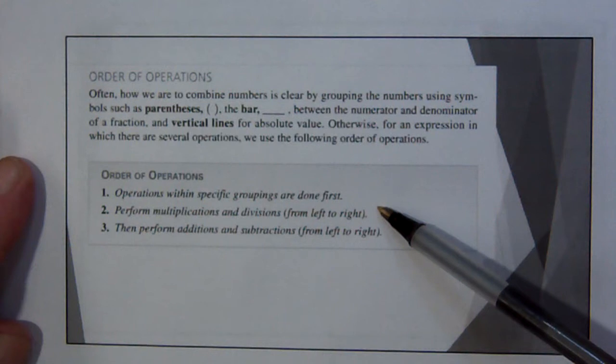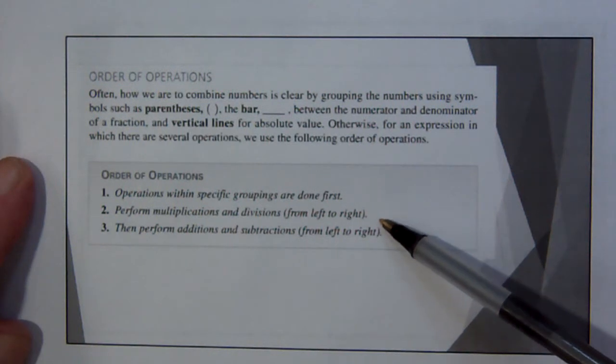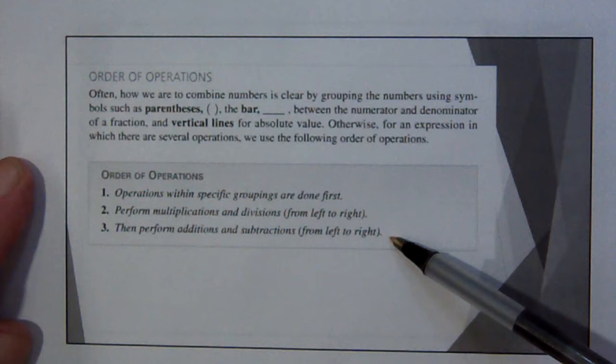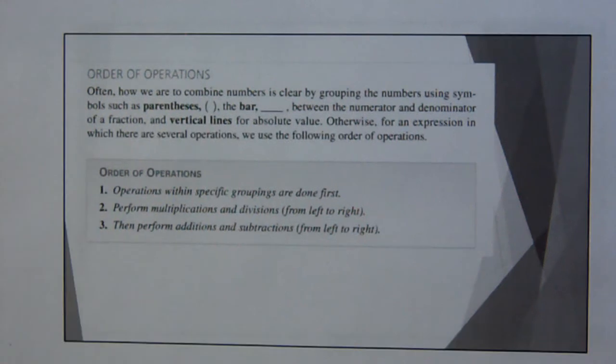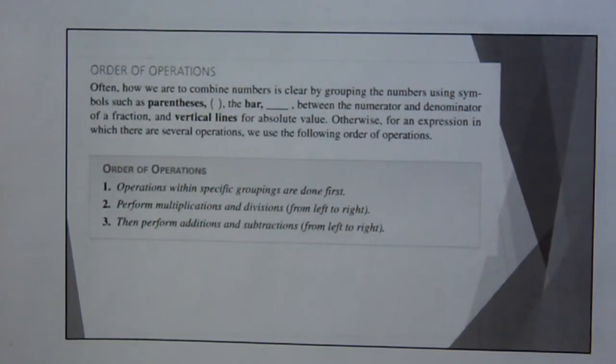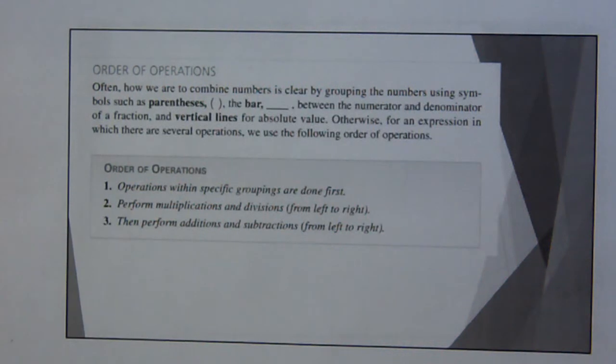Operations within specific groupings are done first, the innermost to the outermost. We perform multiplication and division from left to right as we run across them, and we perform additions and subtractions from left to right as we run across them. Later, we will include exponents into this list, but only as repeated multiplication, so the conventions will remain. Let's continue with half a dozen quick examples.